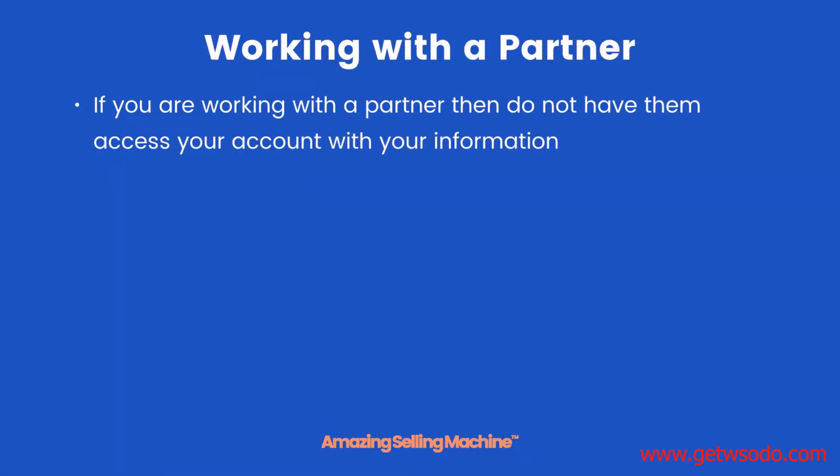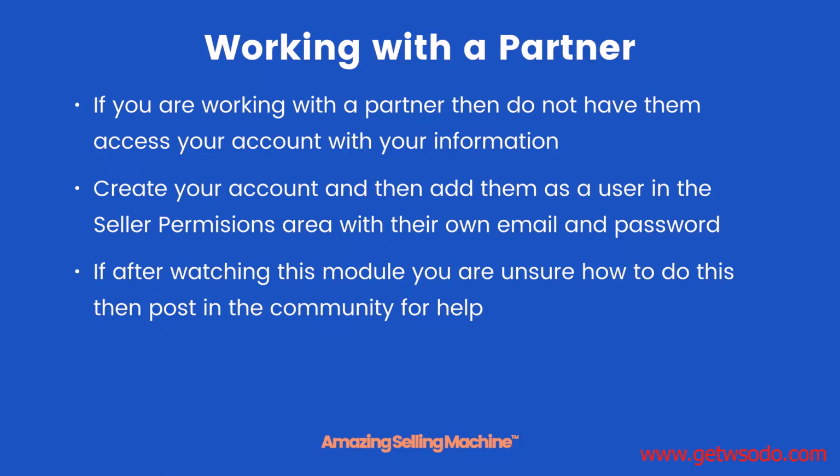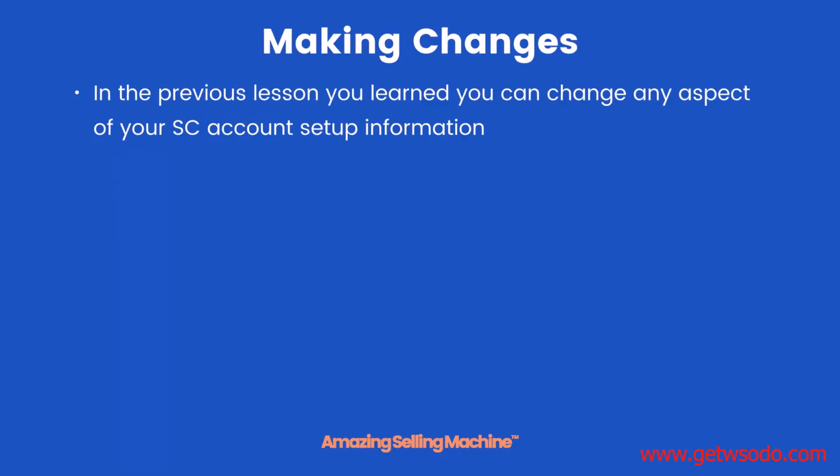If you are working with a partner, then do not have them access your account with your information. In other words, the email and password you use to set up your Seller Central account. Instead, create your account and then add them as a user in the Seller Permissions area with their own email and password. If after watching this module you are unsure how to do this, then post in the community for help.